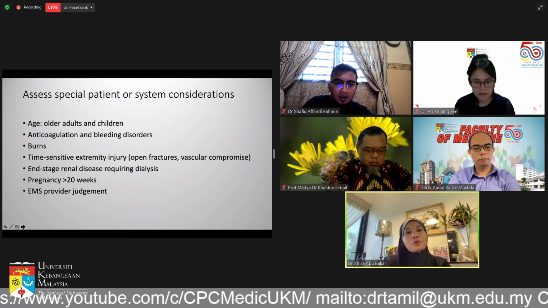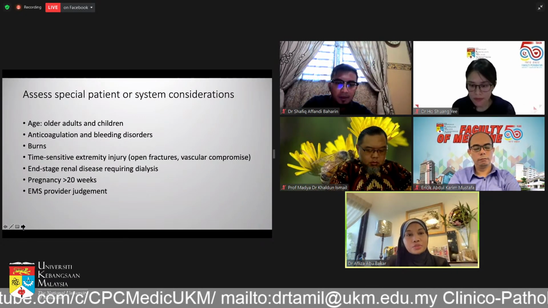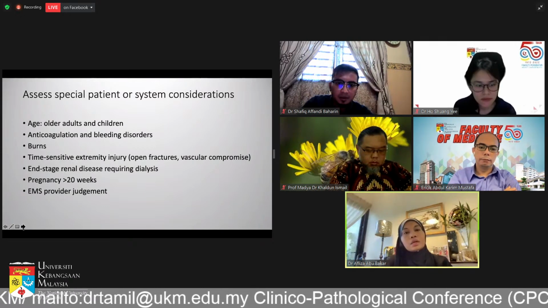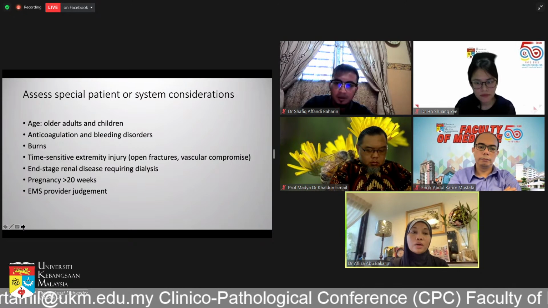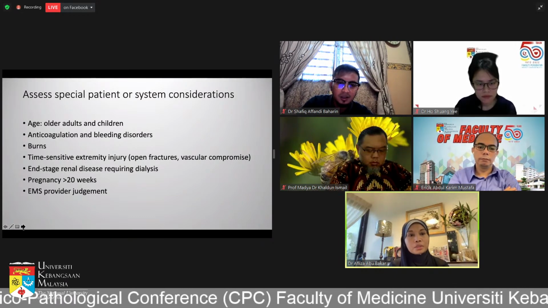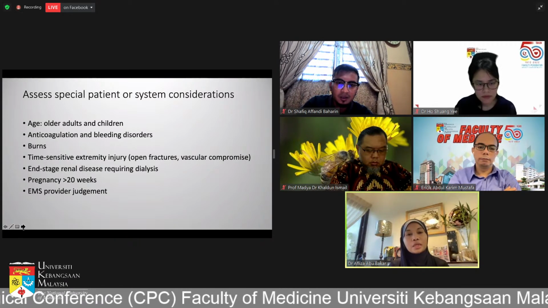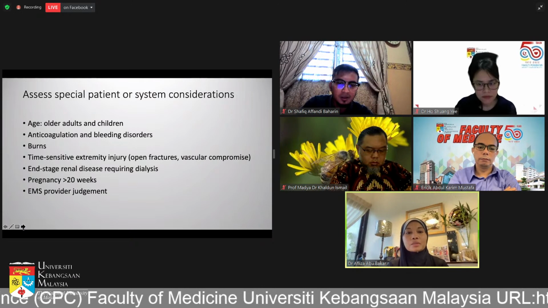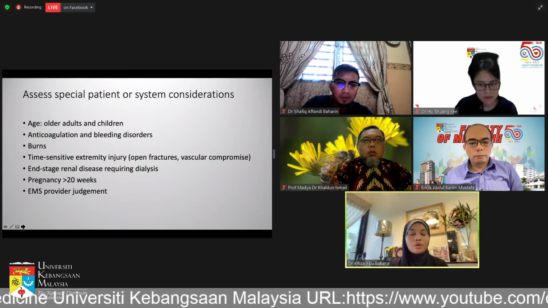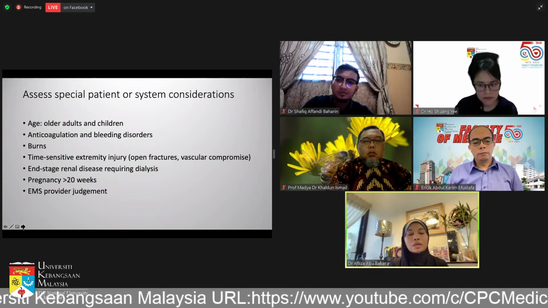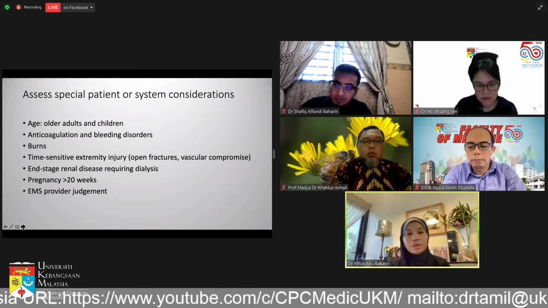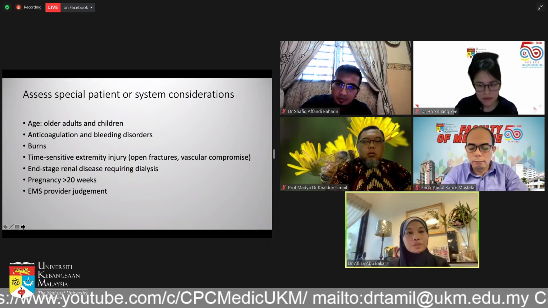Then we assess whether these patients fall under special consideration: whether they are at the extremes of age, and whether the patient arrives with a past medical history of being on anticoagulation or having bleeding disorders, a motor vehicle accident or road traffic crash with concurrent burn injuries, time-sensitive extremity injuries like open fractures or vascular compromise, patients who are end-stage renal failure, pregnant patients, or cases where the pre-hospital care or EMS provider's judgment is that there is special consideration, such as the patient being entrapped in the car or in the area before the rescue team could actually remove the patient. Okay.